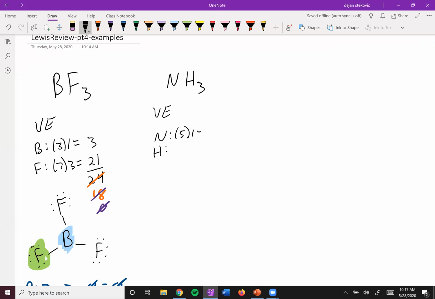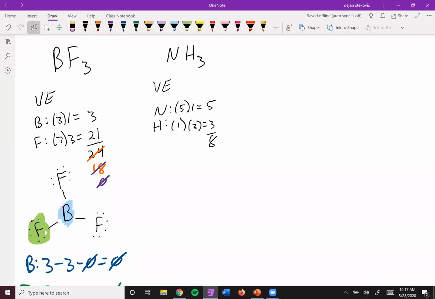So 5 times 1 is 5. 1 times 3 is 3, for a total of 8 valence electrons. Hydrogen is always terminal, so nitrogen goes in the center, and then we'll put the hydrogens nicely around it. Single bond to everything first. That brings us down to 2 valence electrons. Nitrogen is missing an octet, so we give it the 2 electrons. And so this is what we're left with.